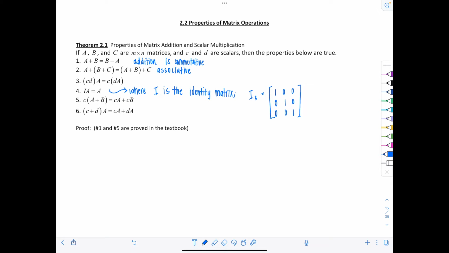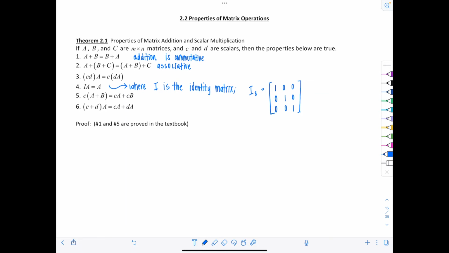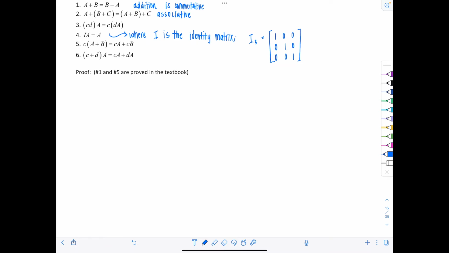Okay, getting back to the topic at hand, property 5, we have a distributive property. So c, remember that's our scalar, times the quantity A plus B, those matrices, would be cA plus cB. And then property 6, that's the one that we're going to prove right now. The scalar c plus d times matrix A is equal to c times A plus d times A. So let's prove property 6.